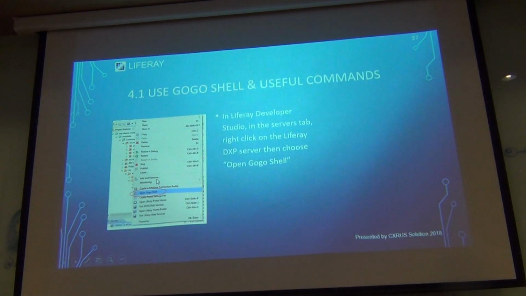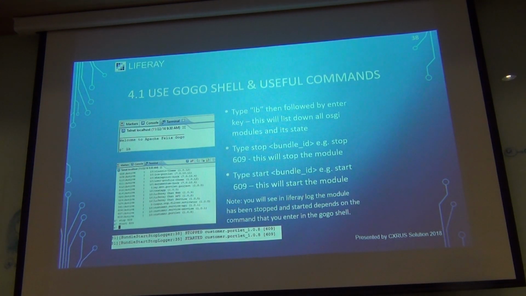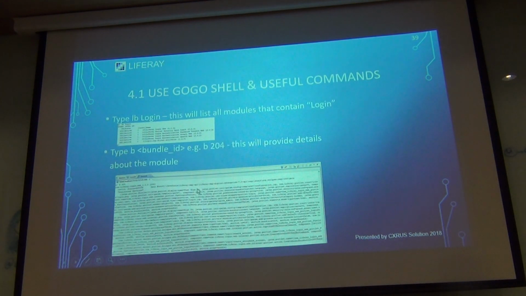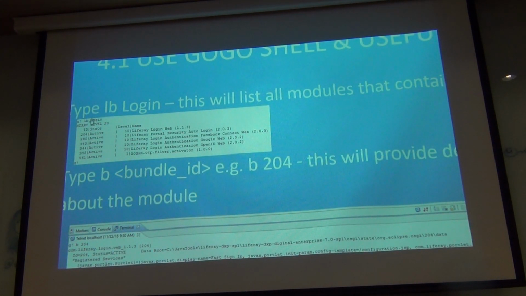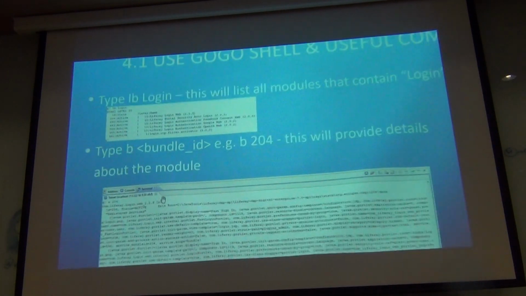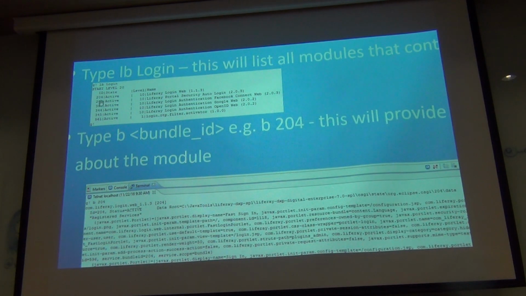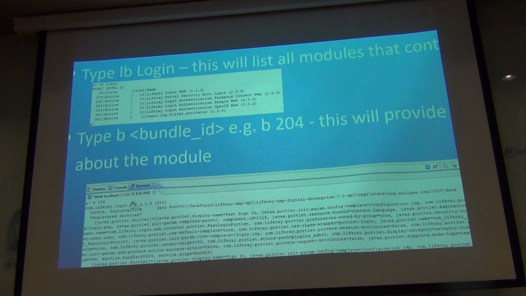Gogo shell, I think we have tried a few times, and now we understand how to find. For example, lb is used to list all, and then we can start and stop using the ID, and we are also able to find certain modules like lb login. Then we can see Liferay login web version 1.1.3 at that time. Then if we want to check the details, we use b, then the ID. B204, we will see com.liferay.login.web. This is the group name, and this is the version.